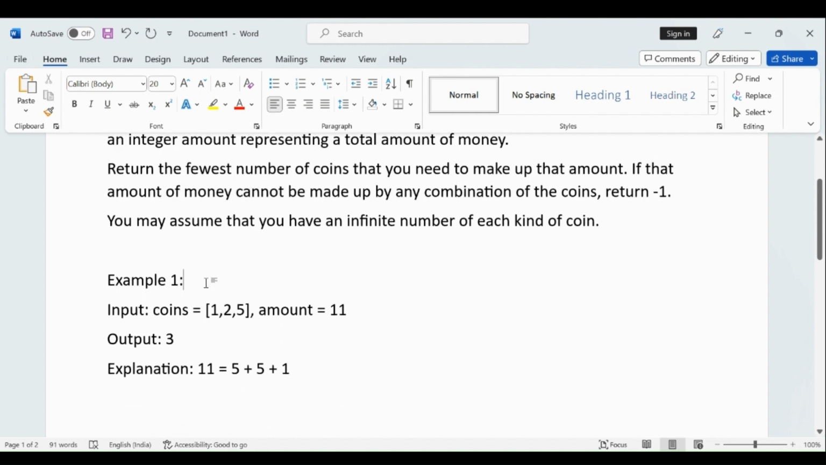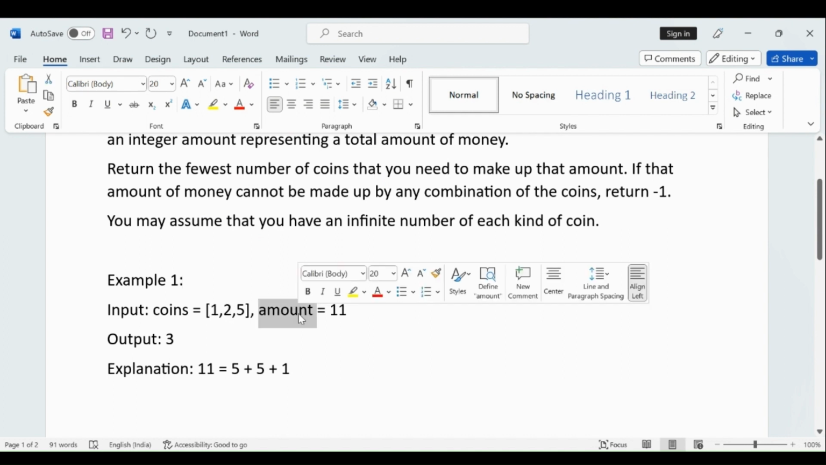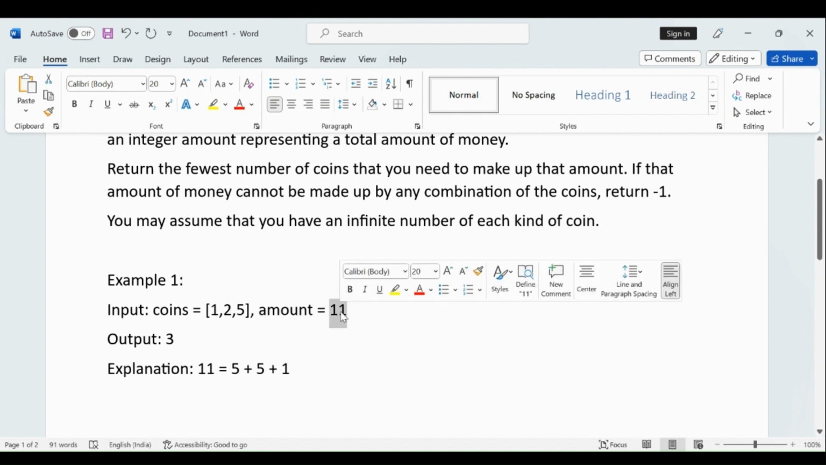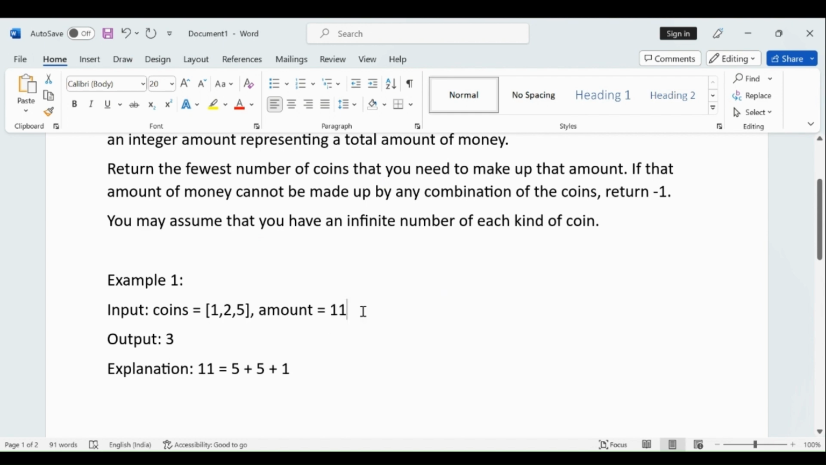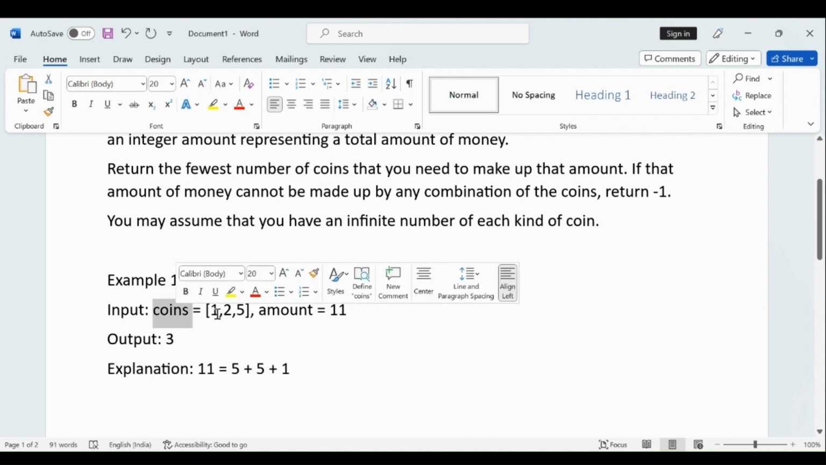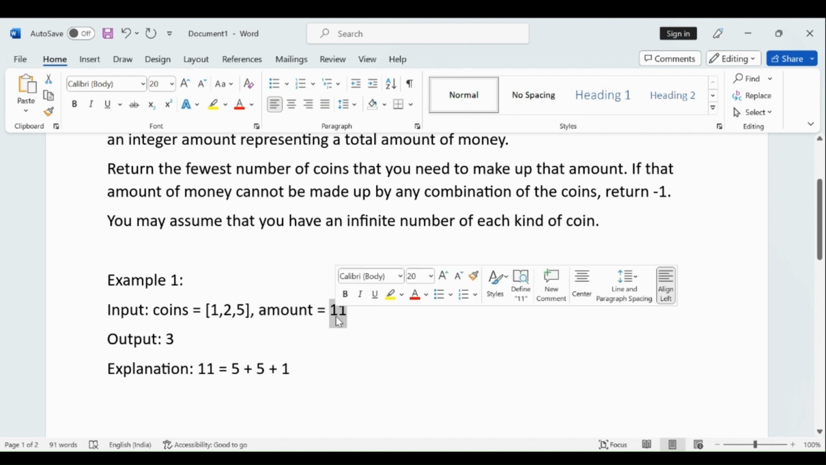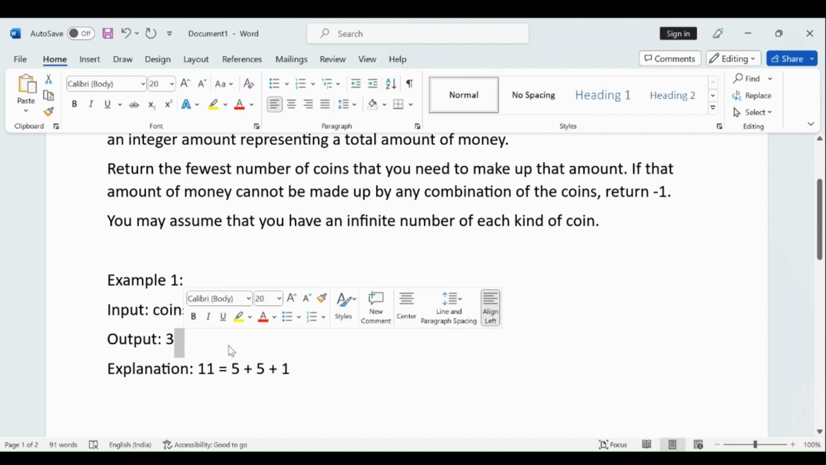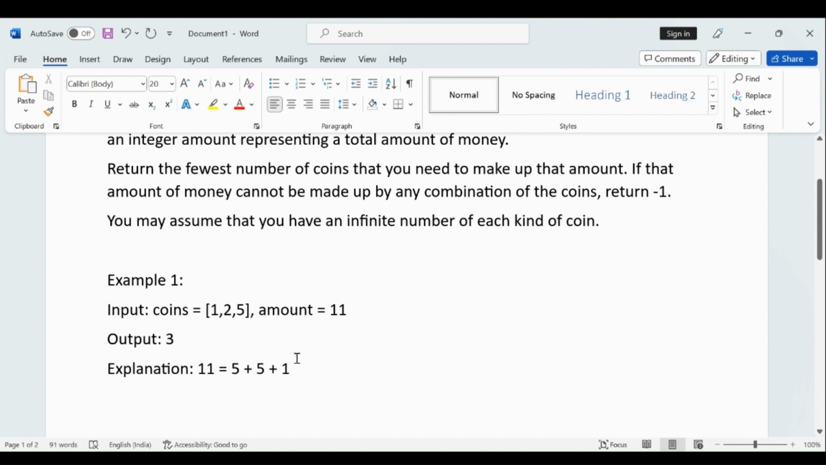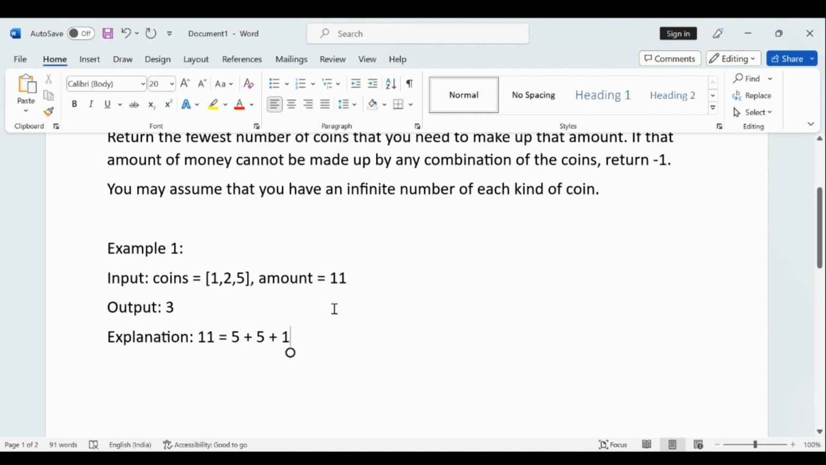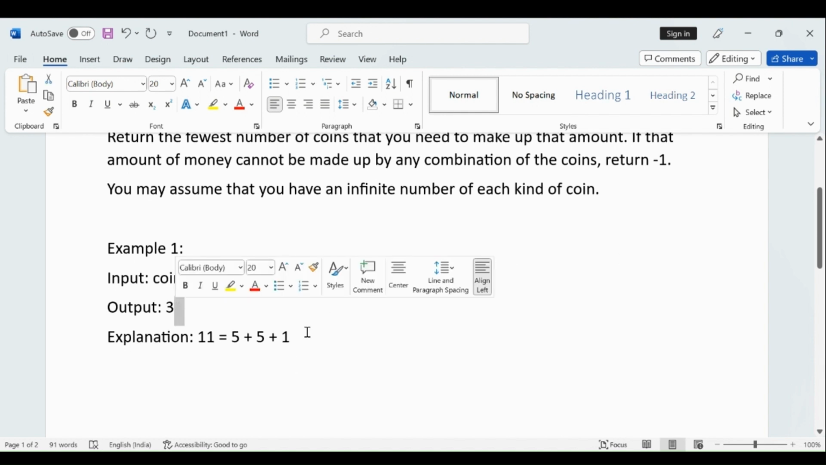In this problem, you are given a coin denominations array, and you need to find the minimum number of coins that you can use in order to make up the sum amount. For understanding purposes, let's consider this example. Here you are given coins of denomination 1, 2, and 5, and you need to reach the amount 11. In this case, your answer is 3 because we can use coin 5 two times and coin 1 one time. So this will give the output 3.